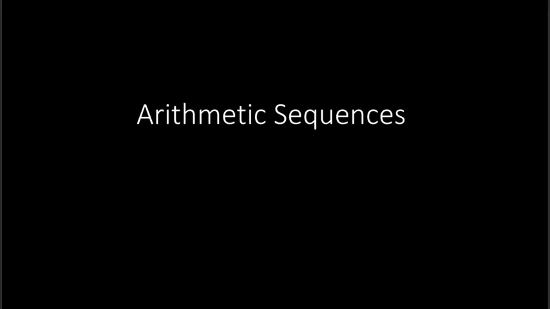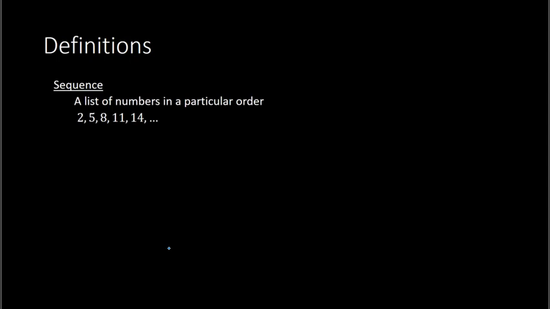In this video, you're going to learn about arithmetic sequences. So when we say sequence, what we mean is a list of numbers in a particular order. So for example, 2, 5, 8, 11, 14 would be a sequence because it's a list of numbers and the order or the pattern is we're adding 3 every time, right? 2 plus 3 is 5, 5 plus 3 is 8, etc.